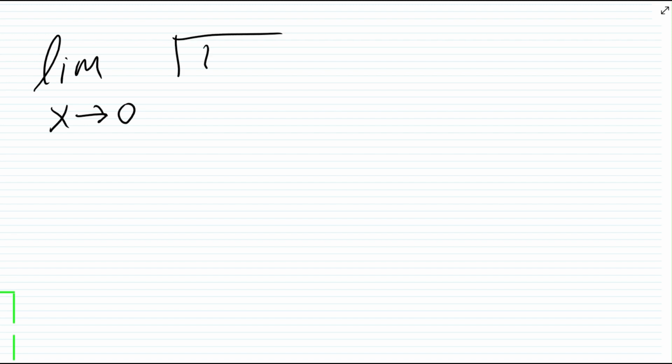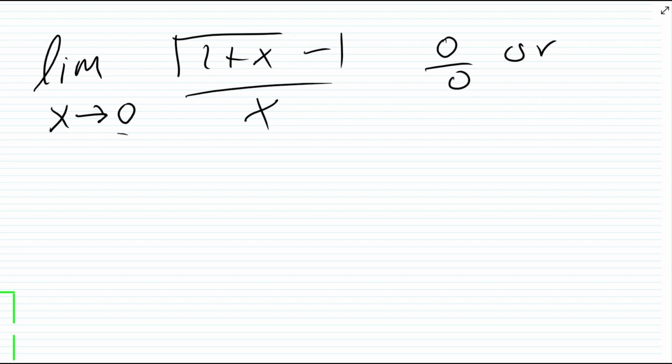Now let's say, for instance, we have the limit as x approaches 0 of square root of 1 plus x minus 1 over x. The first thing we have to do is substitute the value of x, which is 0, into the expression. If it turns out to be 0 over 0 or infinity over infinity, right, we can use L'Hopital's rule to evaluate the expression, right?